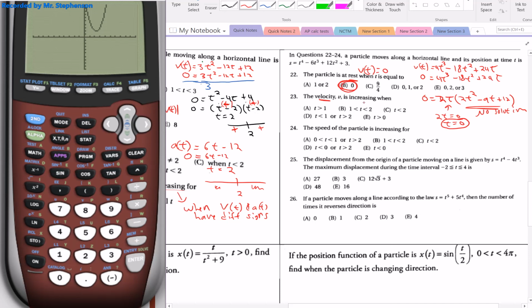When we look at 23, it's when is the velocity increasing? We need to look at the signs again, right? If the velocity is increasing, then we need to find out when the acceleration is positive and the velocity positive, right? The negative ones don't count because in that case, it would be decreasing because it'd be getting more negative. It's not talking about speed. 24, we just need to know when are the signs the same, right? When is the acceleration positive and the velocity positive, or when is the acceleration negative and the velocity negative.